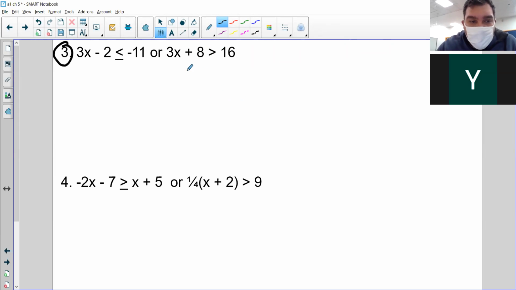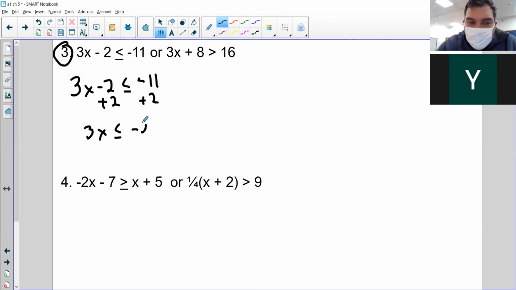All right. For number 3, we have 3x minus 2 is less than or equal to negative 11, or 3x plus 8 is greater than 16. What's nice is that they're already kind of separated, so I could just do each problem separately. 3x minus 2 is less than or equal to negative 11. I just do it as if it's its own problem. Plus 2, plus 2. I get 3x is less than or equal to negative 9, divided by 3, divided by 3. X is less than or equal to negative 3. First part done.